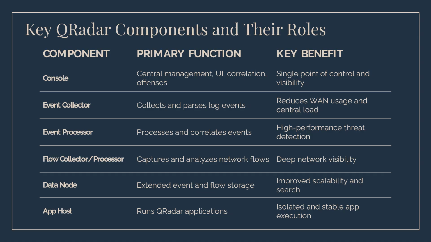Event collector: collects and parses log events, reduces WAN usage and central load. Event processor: processes and correlates events, high-performance threat detection as the key benefit. Flow collector/processor: captures and analyzes network flows, deep network visibility as the key benefit. Data node: extended event and flow storage, improved scalability and search. App host: runs QRadar applications, isolated and stable app execution.